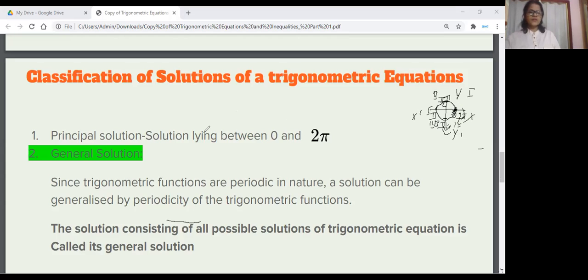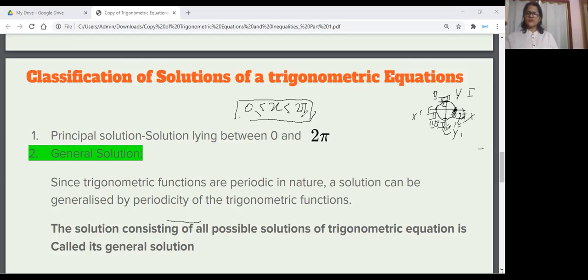So principal solution means the solution lying between 0 and 2 pi. If x is the solution, then x should lie between 0 and 2 pi, that is, 0 less than or equal to x less than 2 pi. So the principal solution is from 0 up to 2 pi. That is the principal solution.